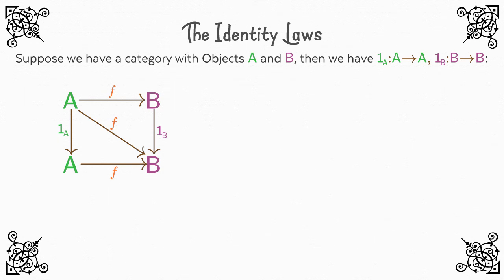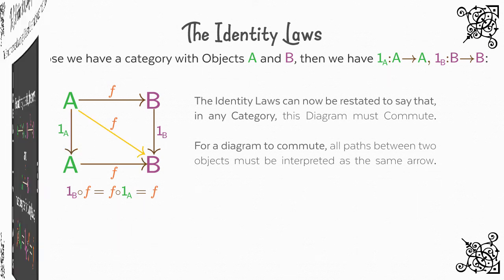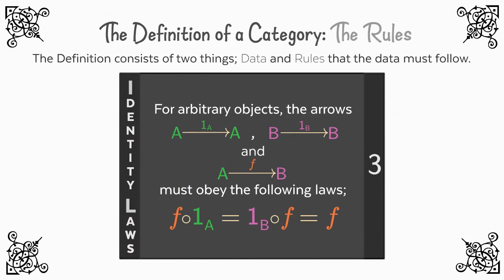The identity law can now be restated as follows. In any category, this diagram must commute. Remember that for a diagram to commute, all paths between 2 objects must be interpreted as the same arrow. So this path, 1_B following f, must be the same as this path, f following 1_A, which must be the same as this path, f. And that's exactly what the identity laws say: that f following 1_A is equal to 1_B following f is equal to f.